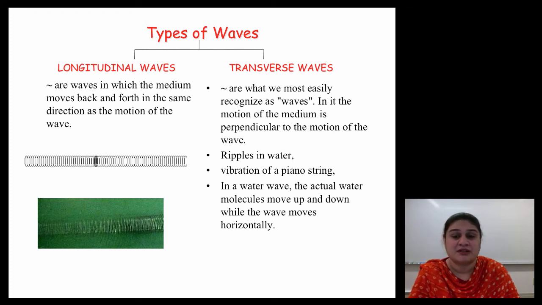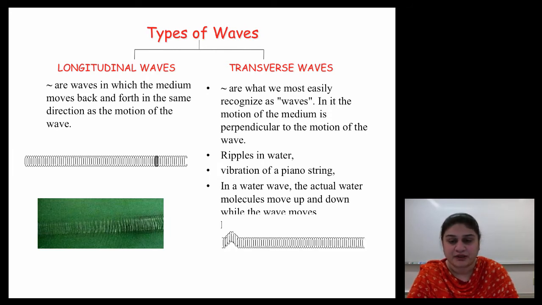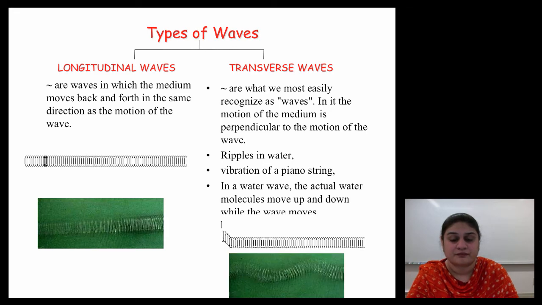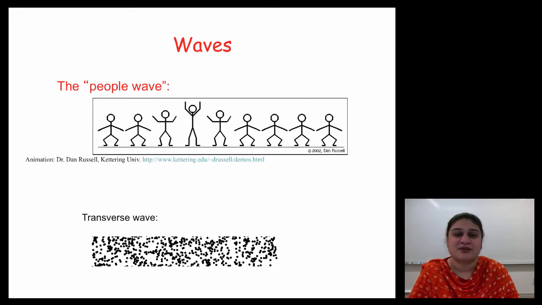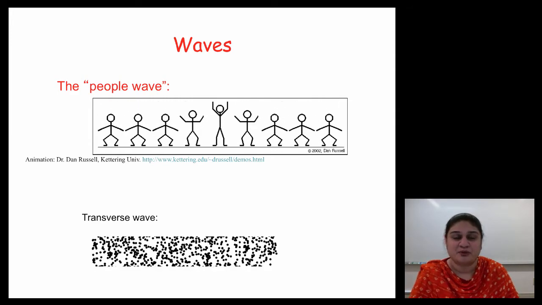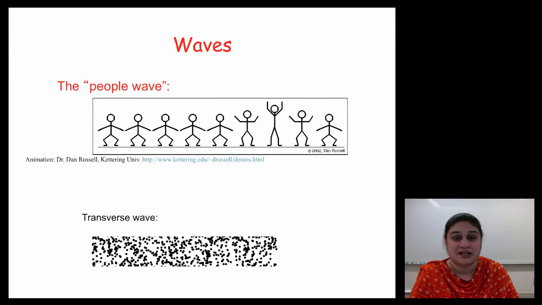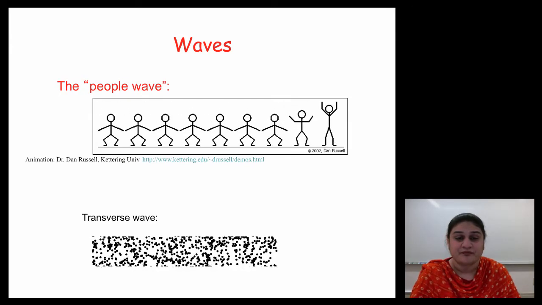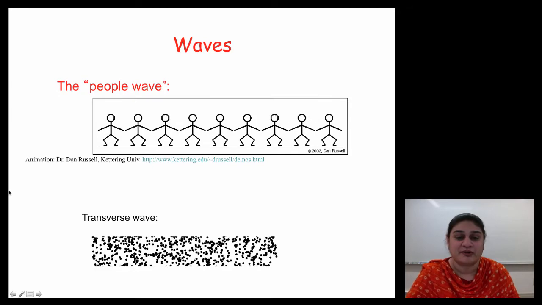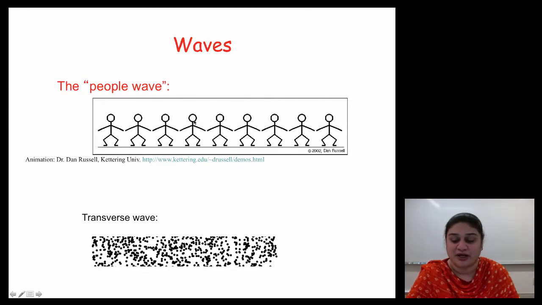The transverse waves are what we mostly easily recognize as waves. In this, the motion of the medium is perpendicular to the motion of the wave. For example, ripples in water, vibration of a piano string. In a water wave, the actual water molecules move up and down while the wave moves horizontally. So as an example, this is what a transverse wave looks like. One of the really good examples to see what a wave looks like is the people wave that people make in stadiums and in sporting arenas, in which the wave is going parallel, but the people are each moving up and down.